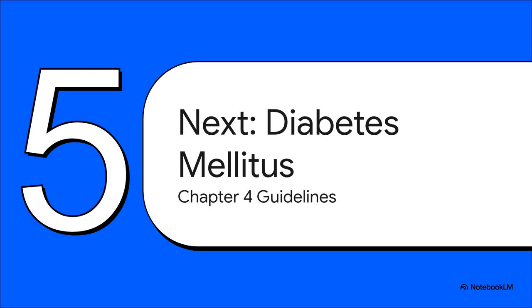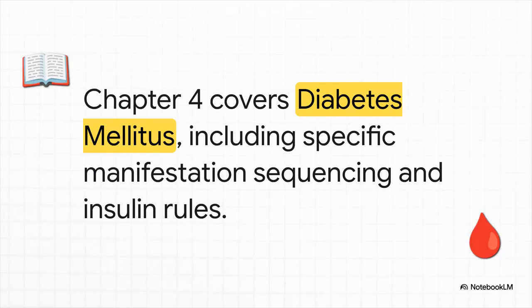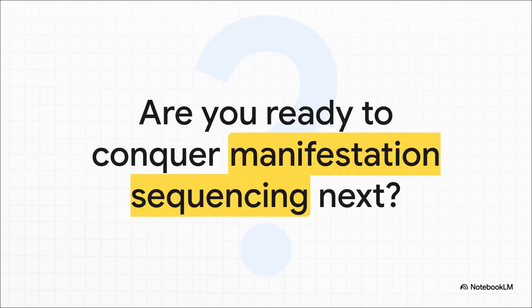And finally, Section 5. Let's look at what we've got coming up next time with Chapter 4 Guidelines. We have officially conquered the strict Z-code mandate for cancer therapies. But, as you know, the guidelines are incredibly vast. In our next explainer, we are moving directly into Chapter 4 to take on the absolute giant of medical coding, diabetes mellitus. We're going to unpack the strict 5-tier category mapping, we'll talk about insulin pump failures, and that incredibly specific manifestation sequencing. So, the big question is, will you be ready to conquer the strict manifestation sequencing for diabetes next time?